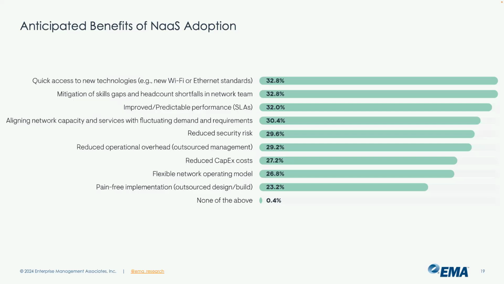The less important benefits are reduced CapEx costs. The shift from CapEx to OpEx isn't everything it's shaping up to be. It's actually the flexibility and the speed of access to new technology and helping the business through mitigating skills gaps. That's the real opportunity. It's also not about pain-free implementation, although that theoretically is an option here, and flexible network operating models. Those are not the big ones, but they are real benefits if those things are important to you.